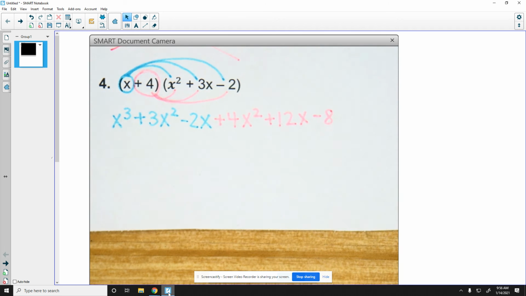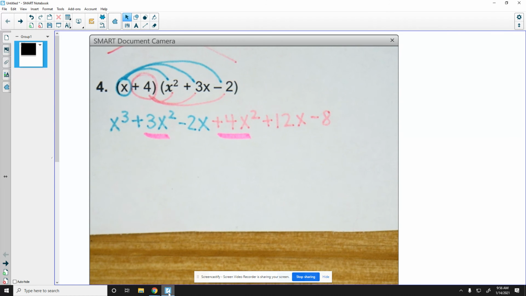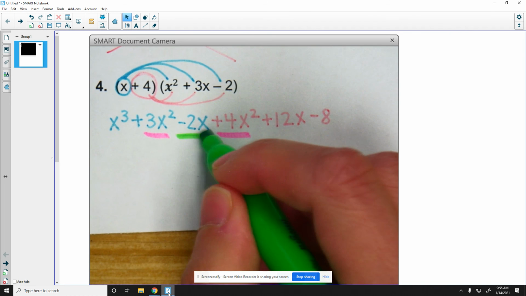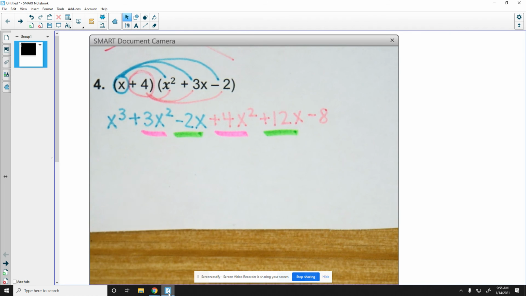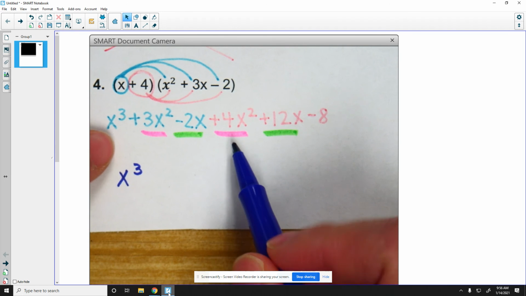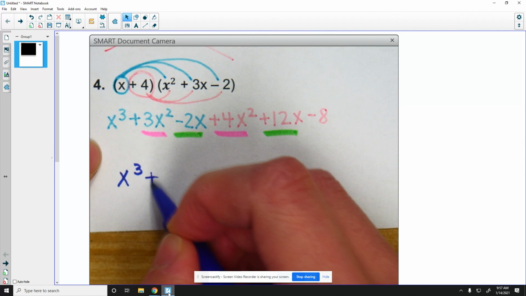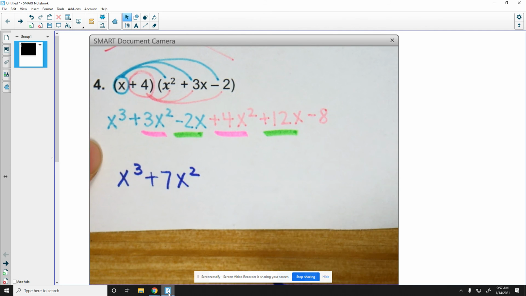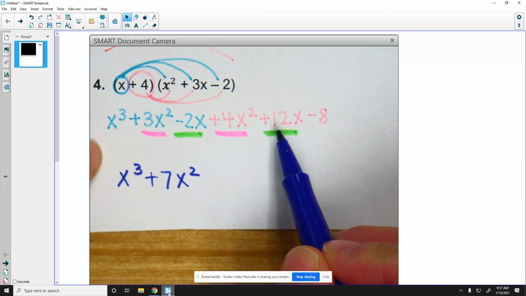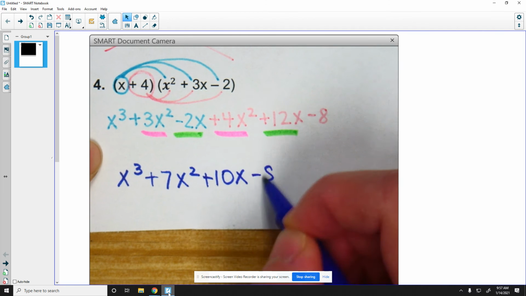Okay, there are a couple of things for me to combine this time. I have a squared and a squared, and I have a normal x and a normal x. Looks like those are the 2 types of things that I need to combine. So final answer being x to the third. How many squares do I have? 7. 3 plus 4 is 7. So plus 7x squared. How many x's do I have? 10. -2, positive 12. That's plus 10x because that's positive 10. And then -8 at the end.